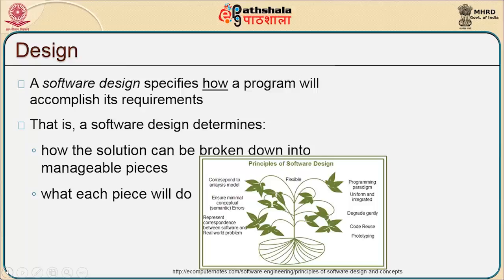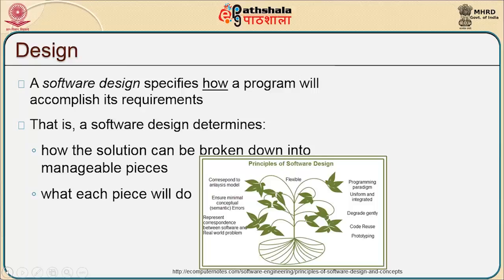We have looked at the requirements, on what is to be collected as requirements. Now that we are into the design phase, we will talk about how. A software design specifies how a program will accomplish its requirements. So any requirement which says what has now to be transformed into how it is to be taken to implementation. A software design determines how the solution can be broken down into very manageable pieces or modules, and what each piece will do.